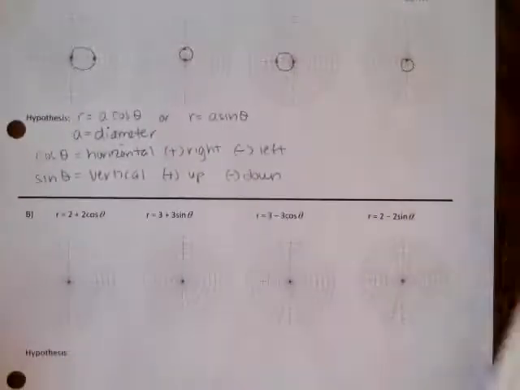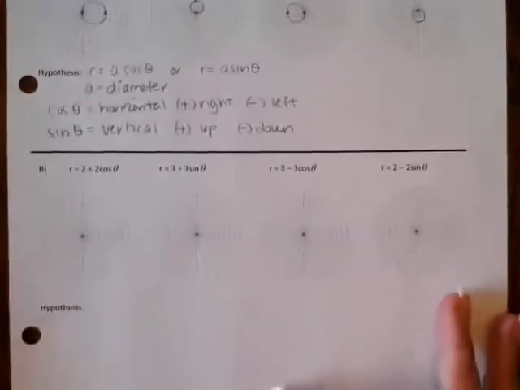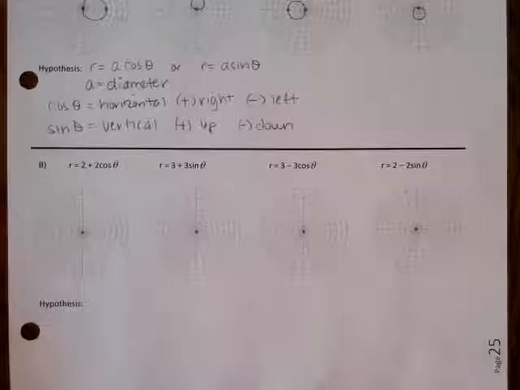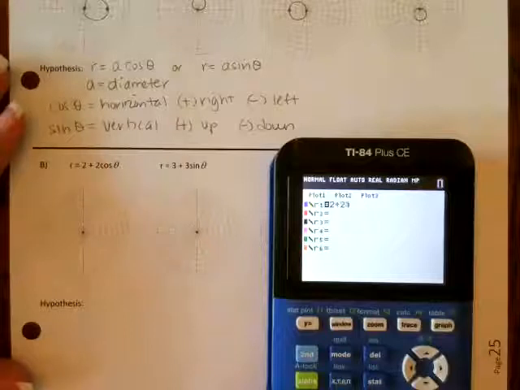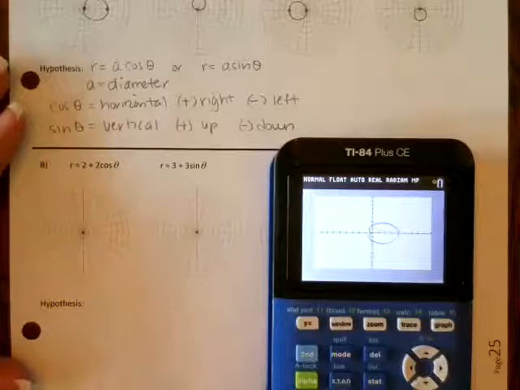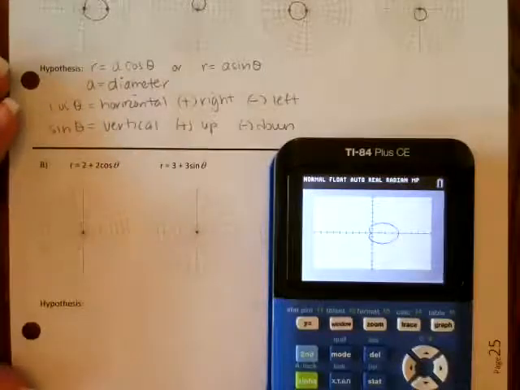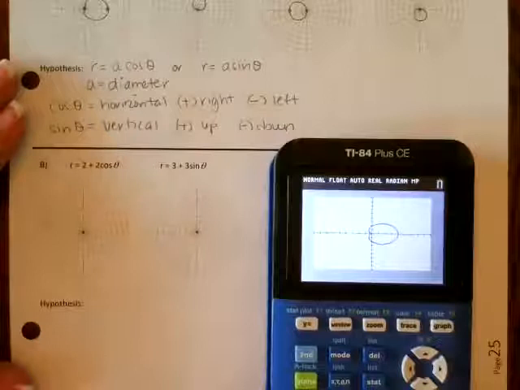Now we're going to look at our next one here, and on this one, r is equal to 2 plus 2 cosine of theta. And again, we're going to start by putting this in our calculator. So I'm going to do 2 plus 2 cosine of theta. And then we hit graph. And so we've got this picture drawn on our calculator now.